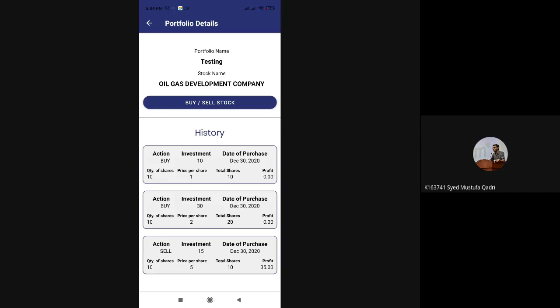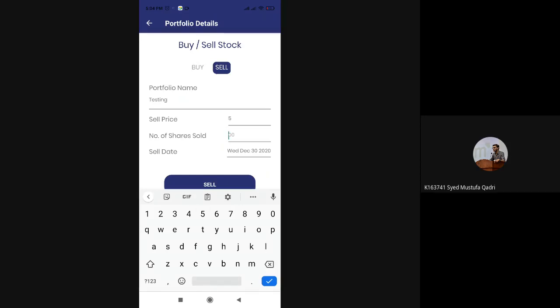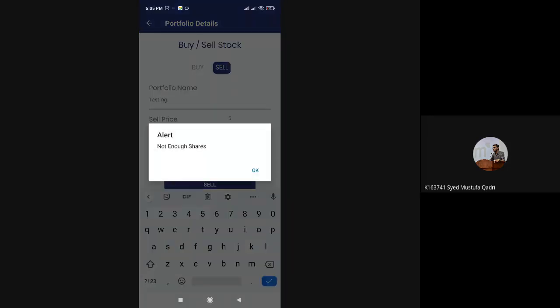If you find any confusion in the explanation, it is very simple, you can just calculate it yourself as well. Let me tell you one thing more. Currently I have only 10 shares left. If I go to sell, let's say 15, more than the shares I have in my portfolio, it will not let me do so. Here you can see the alert: not enough shares.